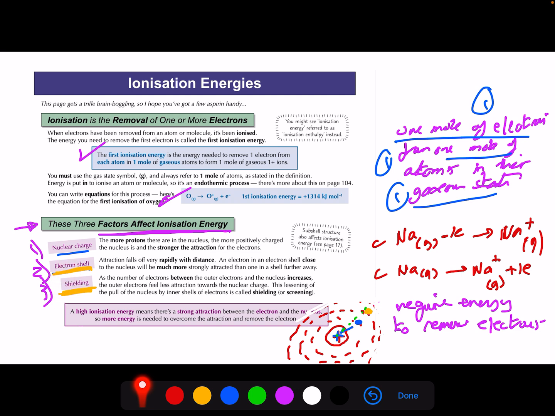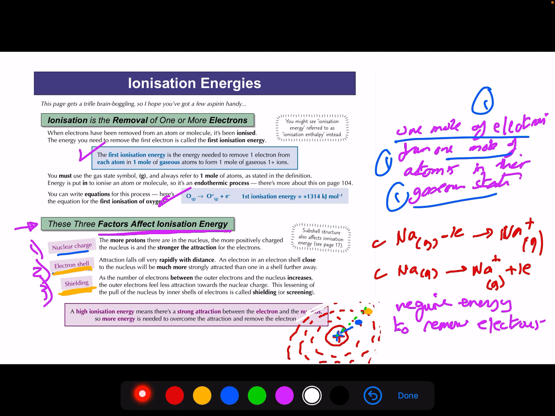However, in the exam, make sure you talk about each factor separately, all right? Because sometimes there is a mark for talking about the shielding part as well. As the number of electrons between the outer shell and the nucleus increases, the outer electrons feel less attracted, so they are easier to remove because there is more shielding, and the energy required to remove these electrons is less.